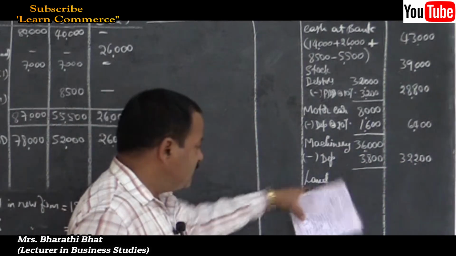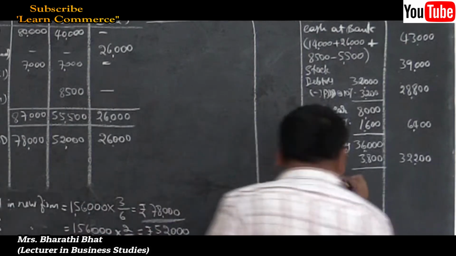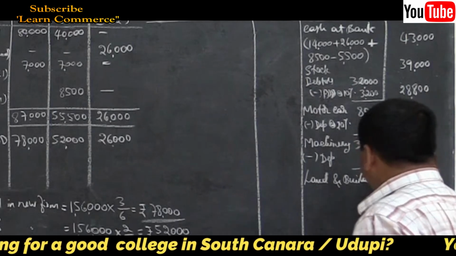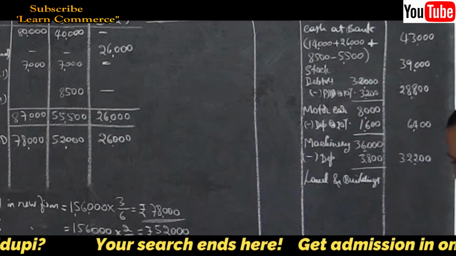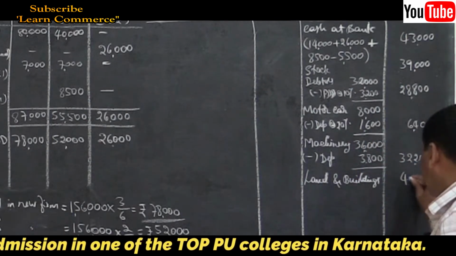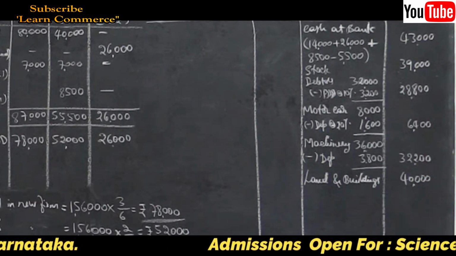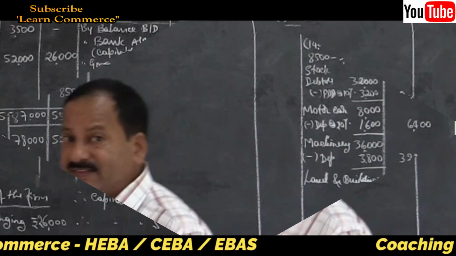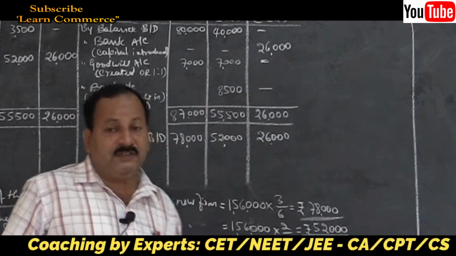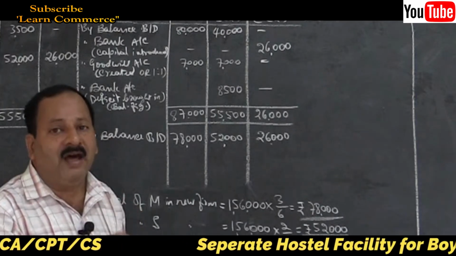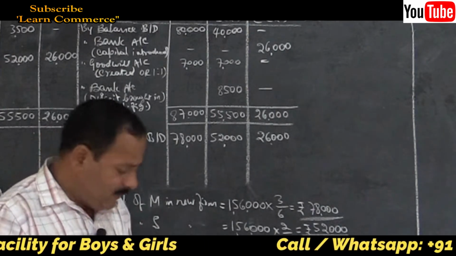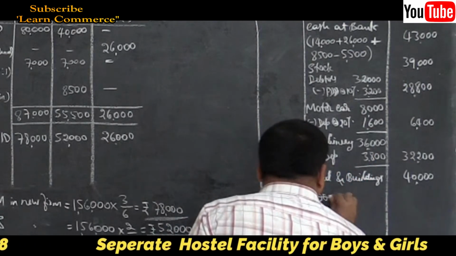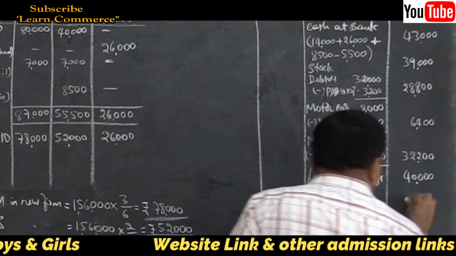Then land and buildings. Write it, land and buildings. I think there is a change. Is there any change? No, there is no change. So write the figure as it is, 40,000. No depreciation or appreciation. Then are there any other assets? We are following third method of treatment of goodwill, right? So goodwill will appear in the balance sheet. How much is the value of goodwill? 14,000. So write goodwill 14,000.